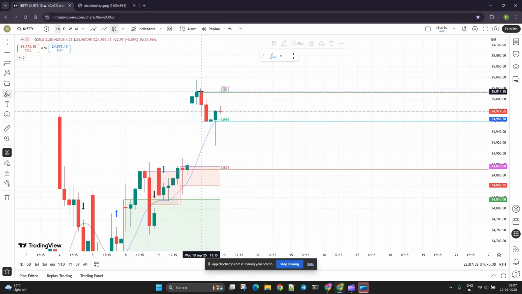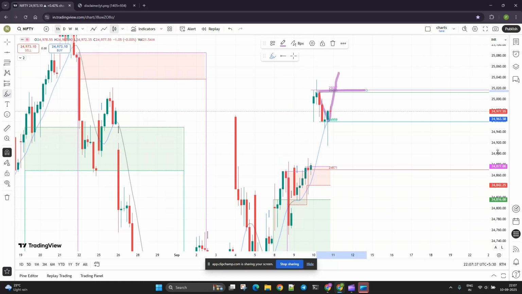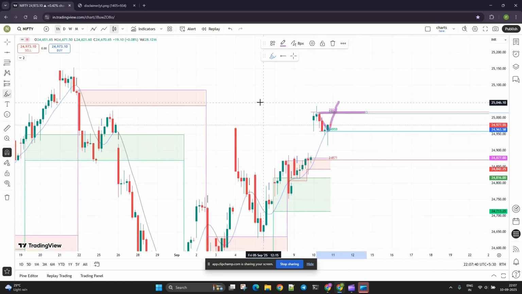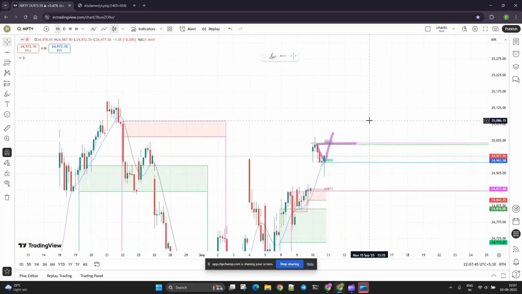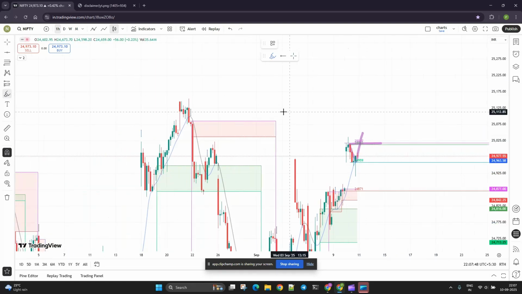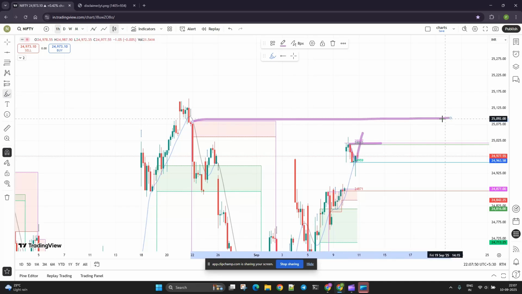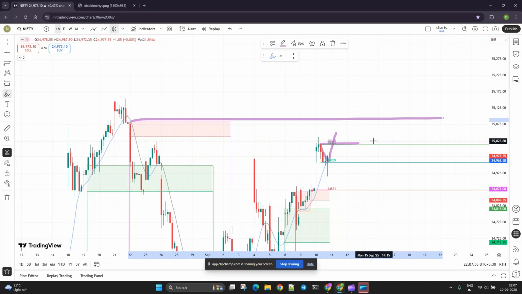25,015. If it just closes above this, again I'll have a buying scenario. I'll continue because there's no surety here. In this case, I have to keep the levels small. First target will be 25,090 because there is no liquidity grab in terms of like here.